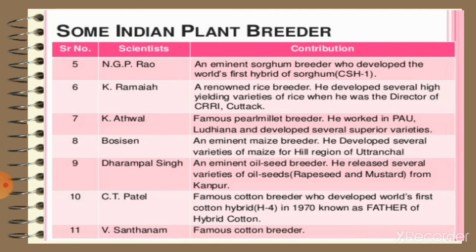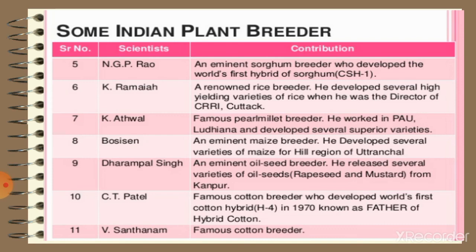Next one is K. Ramaiah. He was a renowned rice breeder. He developed several high-yielding varieties of rice when he was a director of Central Rice Research Institute, Cuttack. Next one is K. Athwal, a famous pearl millet breeder. He worked in Punjab Agriculture University, Ludhiana and developed several superior varieties of pearl millet.